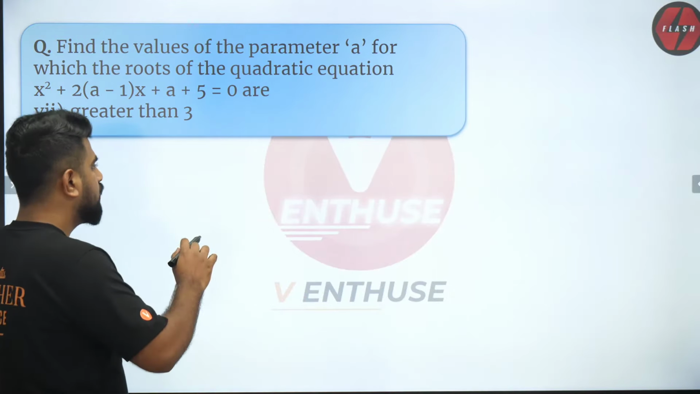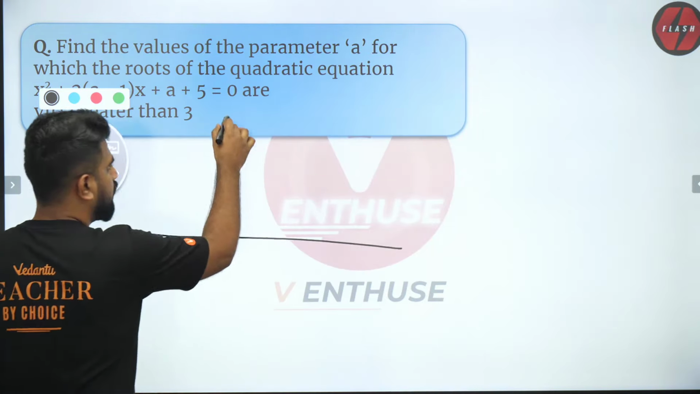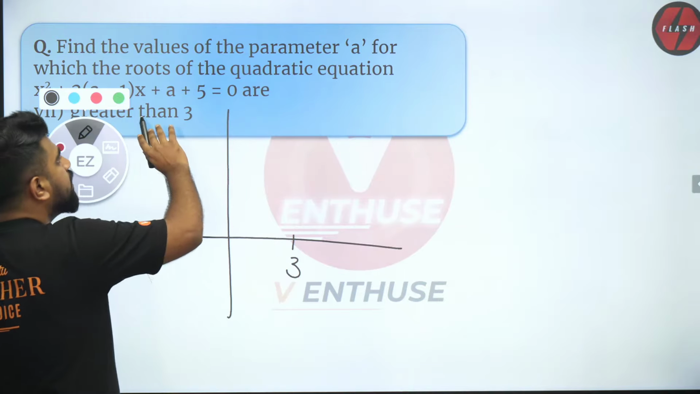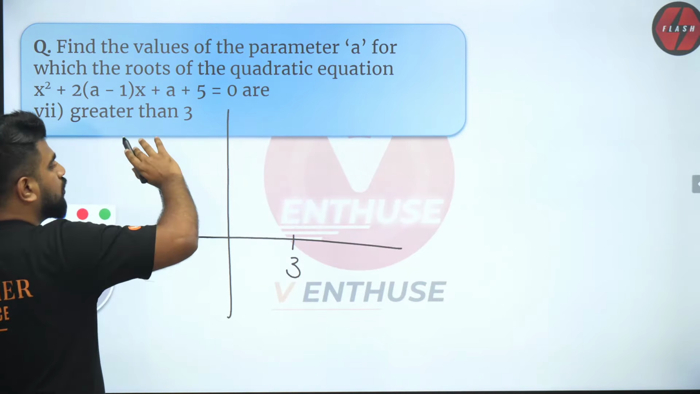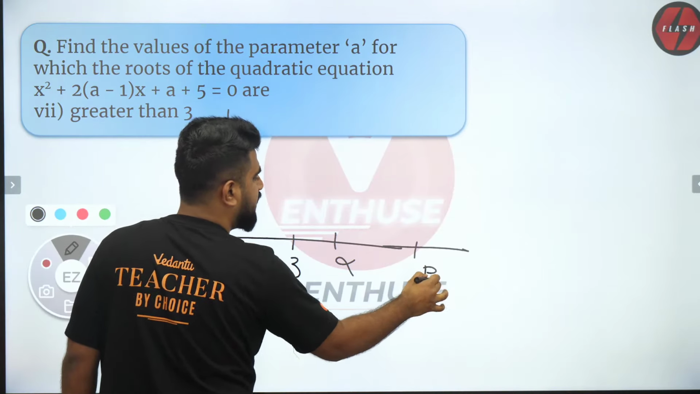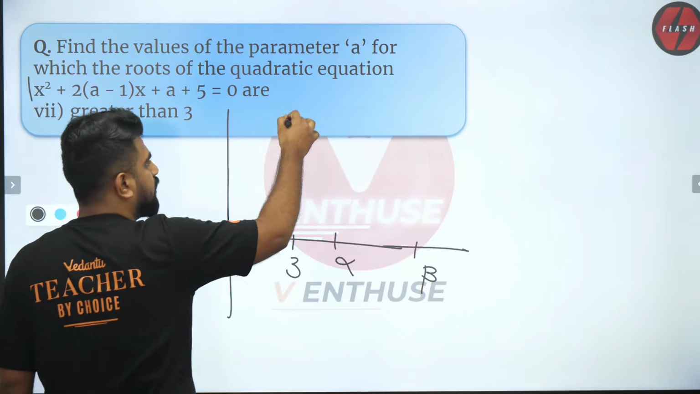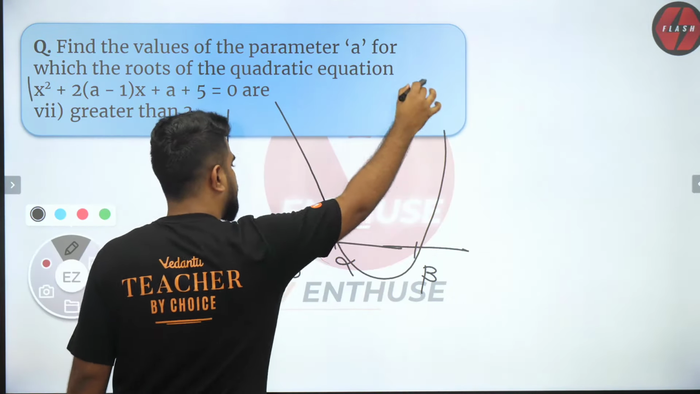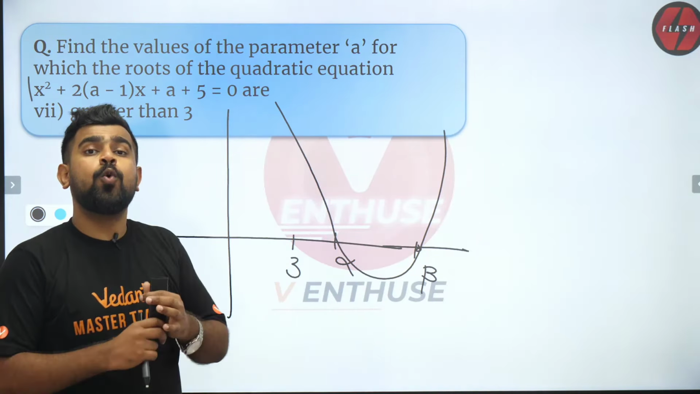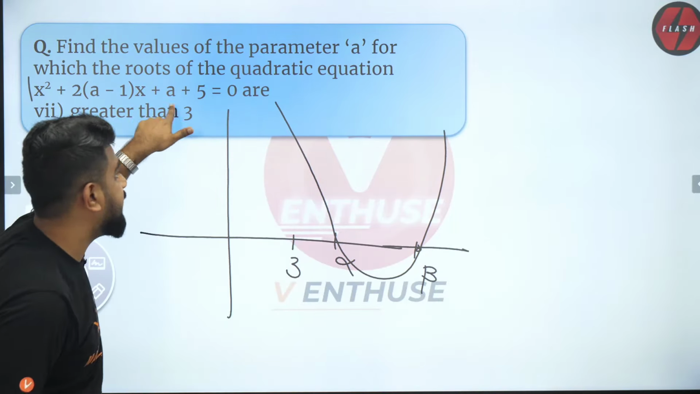That means I'll plot it and show it to you. If you have the x-axis and y-axis, your 3 is over here. I want both the roots of this quadratic to be to the right side of 3. That means one root can be here, another root can be here, like that. Since it's positive, a is 1, na? So I want the graph to be looking like this. If it has to look like this, then what are the conditions on the coefficient, on the parameter a?